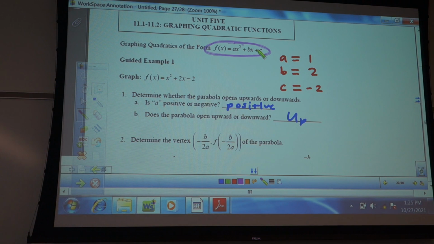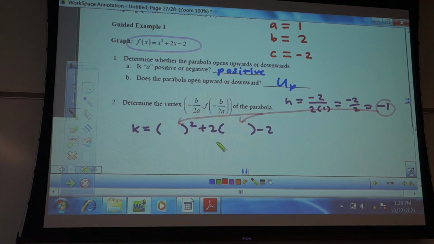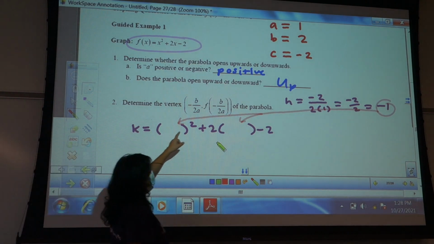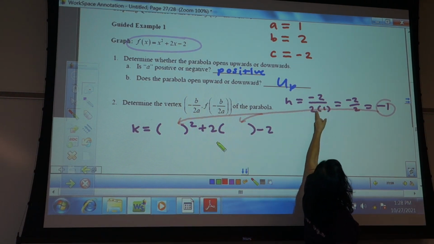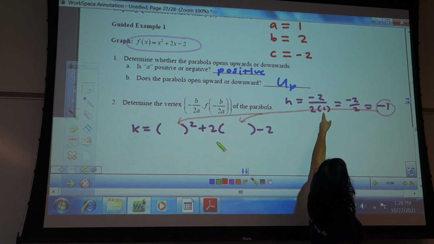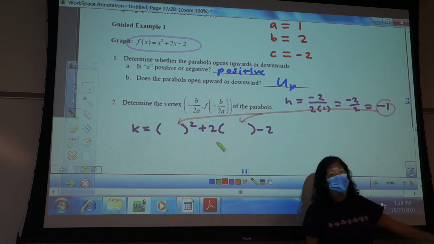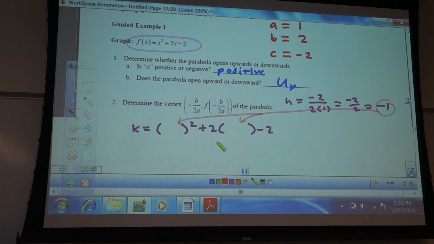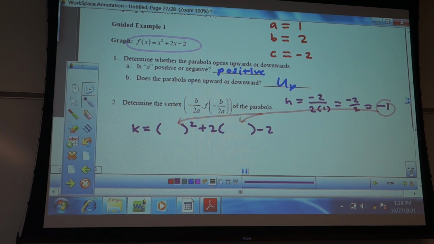So now we'll find the y. To find the y, we need to substitute this number into the function. First, we plug in -b over 2a. My b is 2, my a is 1. We'll get -2 over 2, which is -1. Now I need to plug that -1 into this function up here in purple. So I'm going to rewrite this below to find my k, the h comma k. My y is going to be parentheses squared plus 2 times parentheses minus 2. What goes in there? -1.